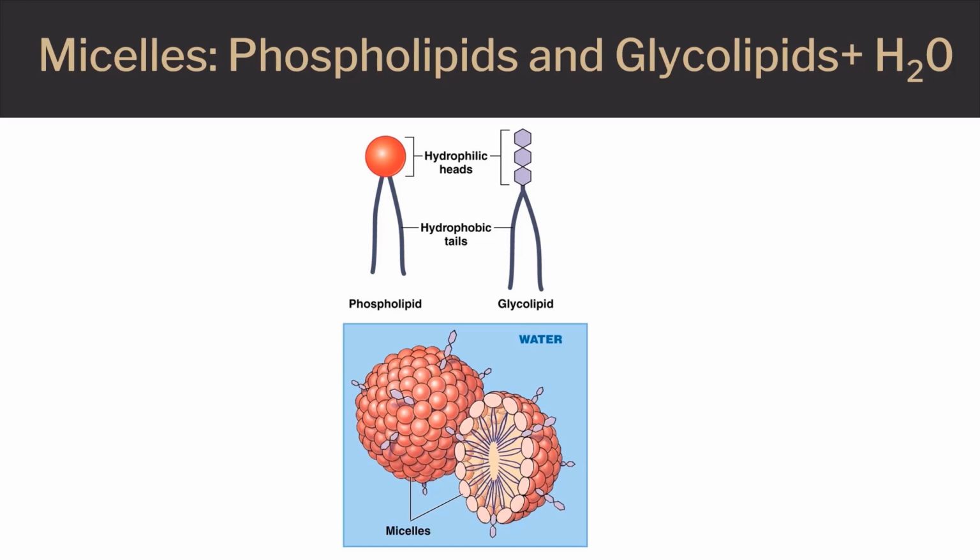When large numbers of phospholipids and glycolipids are in water, they form micelles, with the hydrophilic heads facing the water molecules and the hydrophobic tails on the inside of each droplet. In water, spherical structures form with the hydrophobic tails tucked inside, away from water, and the hydrophilic heads on the outside, contacting water.